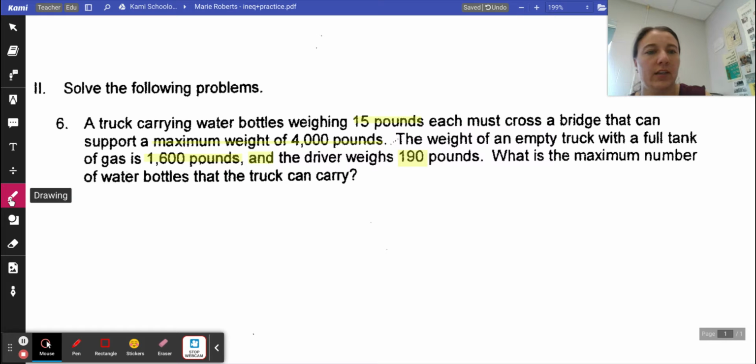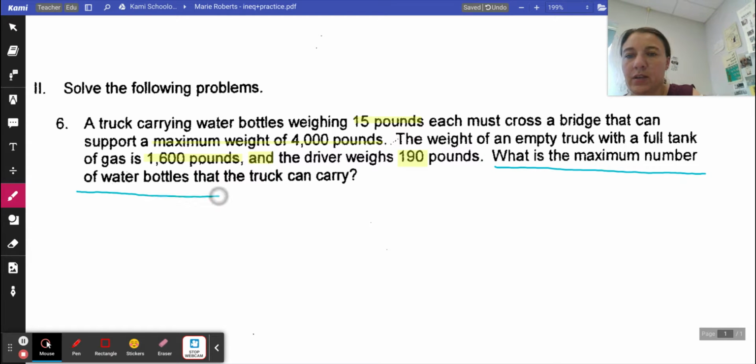And then our question at the end is always underlined because it helps me focus and it helps me write my let statement. It says, what is the maximum number of water bottles that the truck can carry? So we often use the letter X. So I'm going to say let X represent or equal the number of water bottles on the truck.